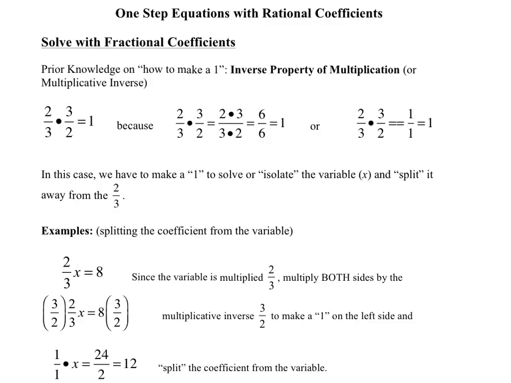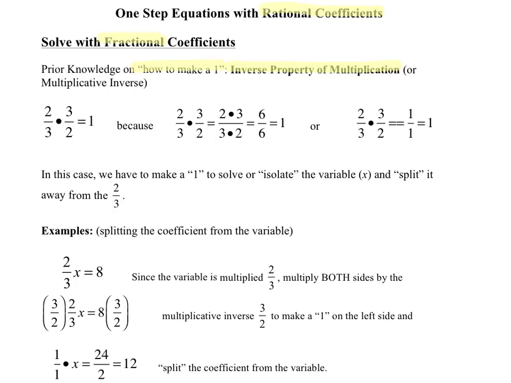Okay, let's do this. We're going to solve equations, and they're going to have rational coefficients, which means the number in front of the variable will be a fraction or a decimal. To understand how to do this, we have to understand how to make a 1. And one way to do that is with the inverse property of multiplication, also known as the multiplicative inverse.